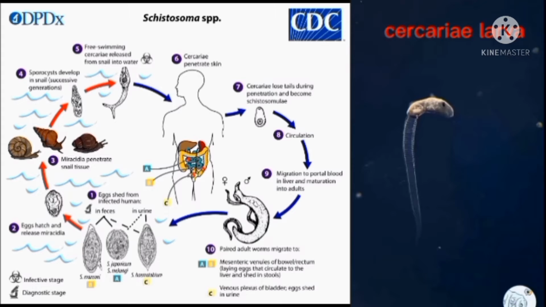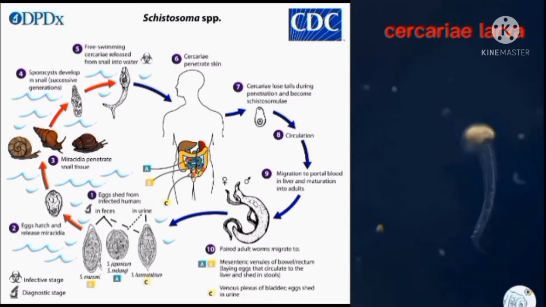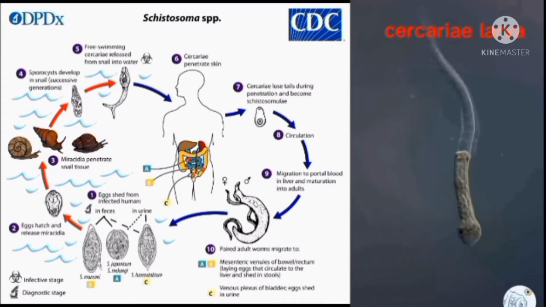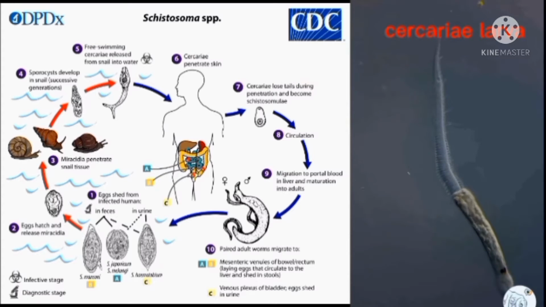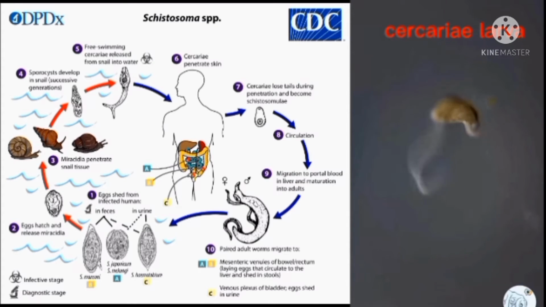Okay, now we move to the life cycle of Schistosoma. The life cycle of Schistosoma starts when infected humans pass their feces or urine into freshwater containing eggs of Schistosoma. These eggs then hatch into larvae and infect certain species of snail. After a period of development in the snail, they are released back into the water in a form called cercariae. Cercariae can penetrate the skin of a human and enter the body.